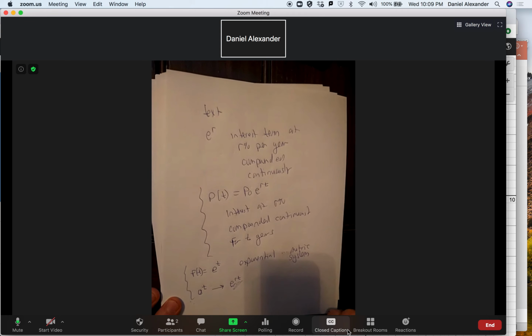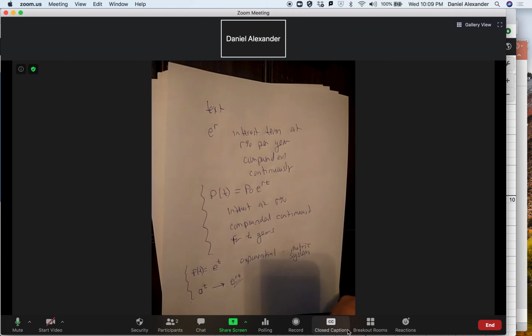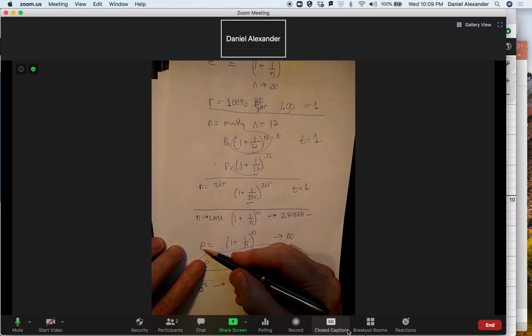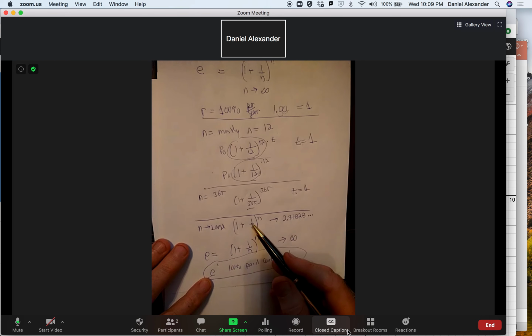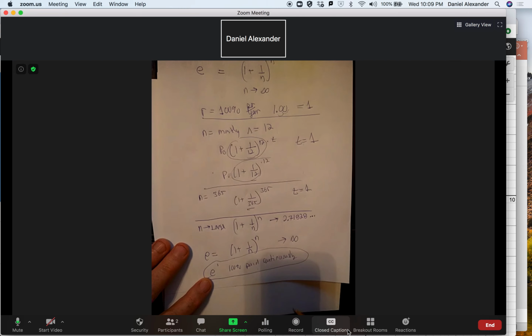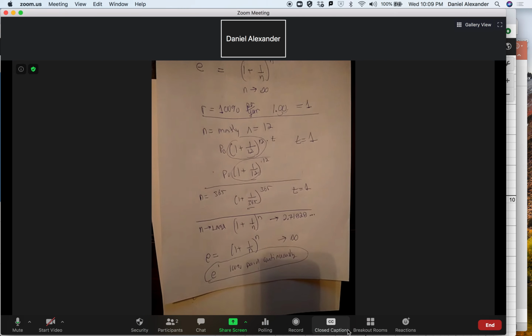So if you see e again, just think back to what we said. This number e by itself is going to be interest compounded at 100% continuously for 1 year. Okay, hope that's helpful.